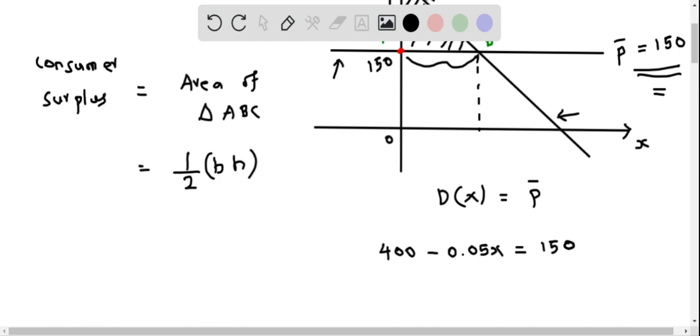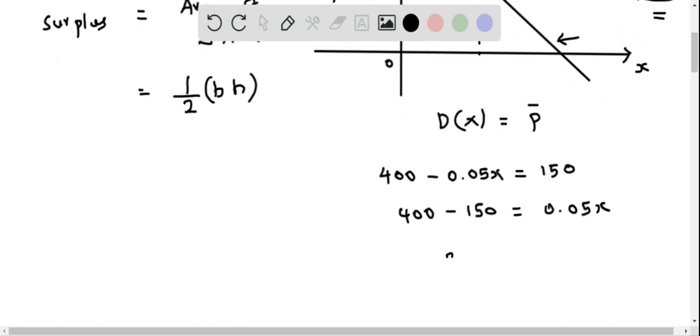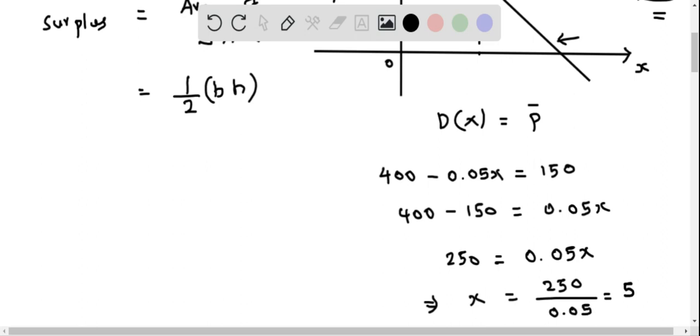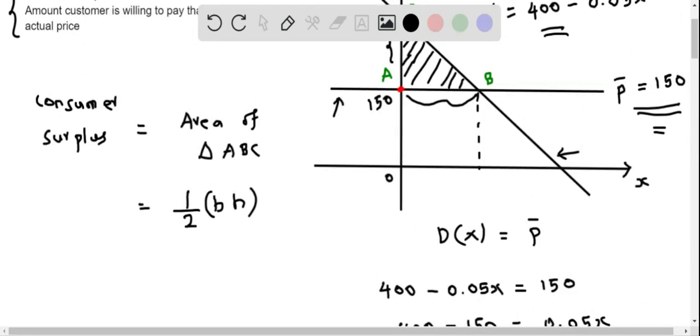I'm going to subtract 150 from both sides, and add 0.05x to both sides. So I get 400 minus 150, which is 250, equals 0.05x. We solve for x by dividing both sides by 0.05. That is 250 divided by 0.05, and this equals 5000. So we can mark 5000 over here, and we can now determine that the base of the triangle, which is AB, is 5000.